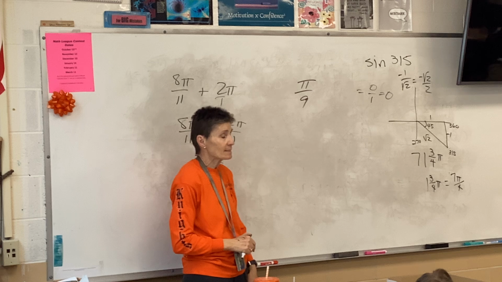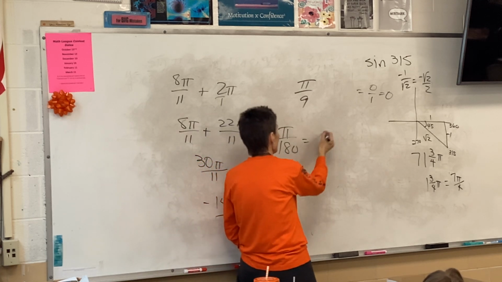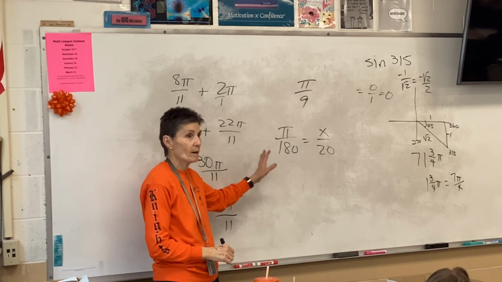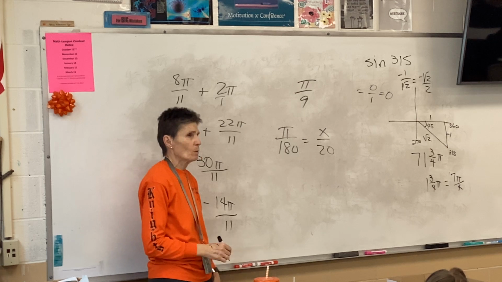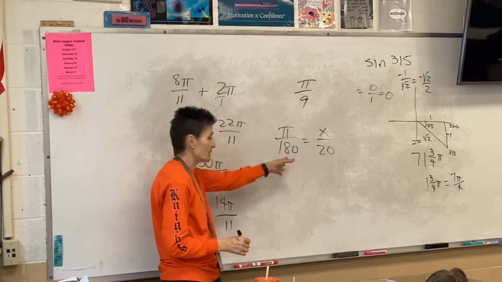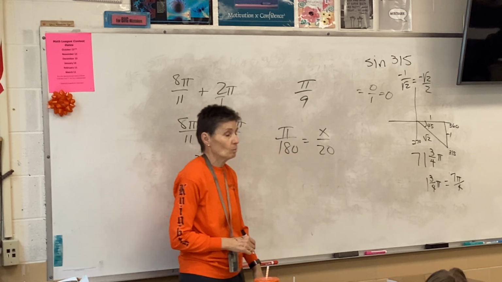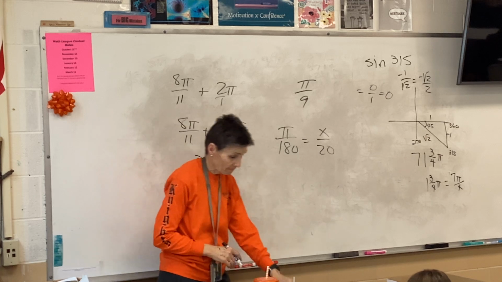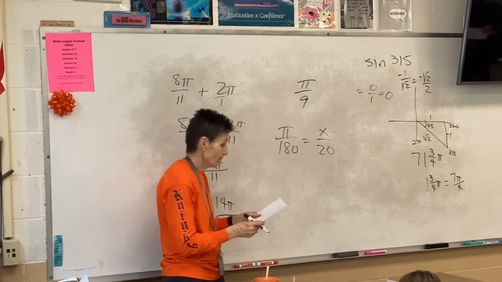If that doesn't make sense to you, you can always do pi over 180 equals x over 20. If the number is something weird like 17, I would definitely do this. But since 20 is 1/9, it's easy to do that way. Okay, my friends? Turn it over.